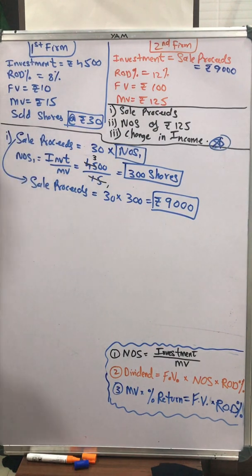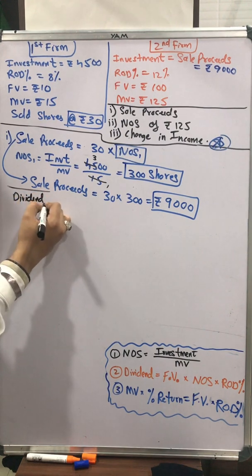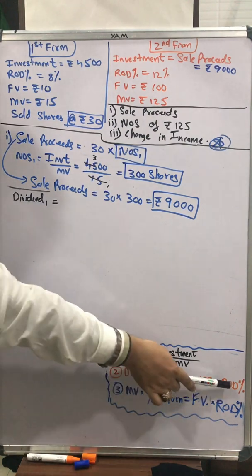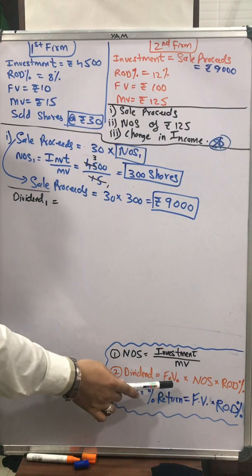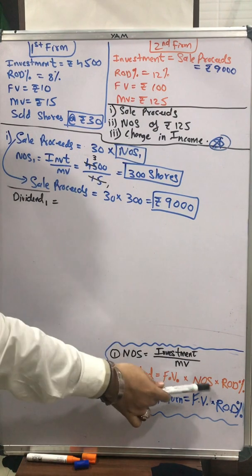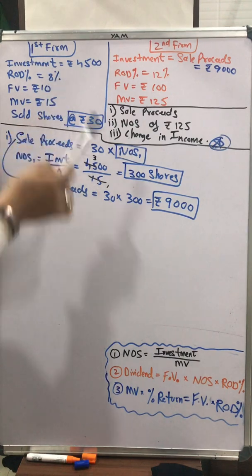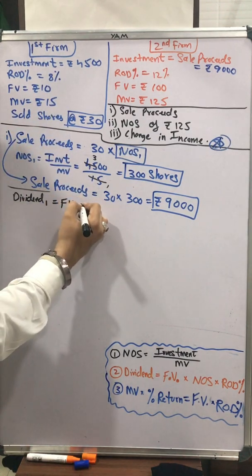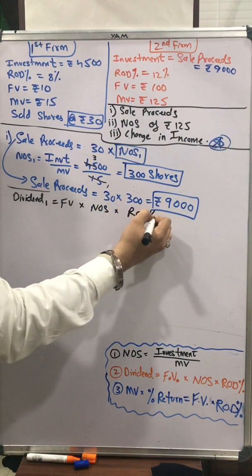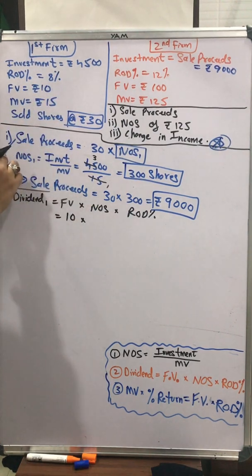Okay. So now I'm finding the dividend he received from the first firm. Dividend from the first firm. I'm writing a subscript 1 over here. Formula remains same. Face value, number of shares multiplied by rate of dividend percentage. For the first firm, face value is how much? It is rupees 10. For the first firm, number of shares is how much? 300. And rate of dividend percentage is how much? 8%. Okay. So I'll write the formula first. Face value multiplied by number of shares multiplied by rate of dividend percentage.